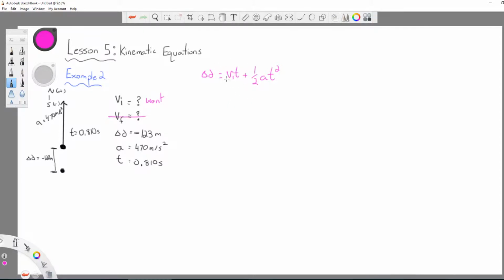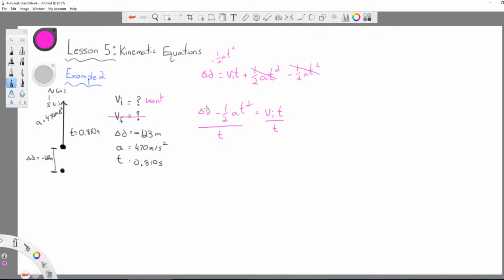First thing we want to do is isolate this VI term. We're going to subtract 1/2 A T squared from both sides, and we end up with delta D minus 1/2 A T squared is equal to VI T, because these cancel. We're almost there. Now we just have to get VI by itself, so we divide both sides by T.